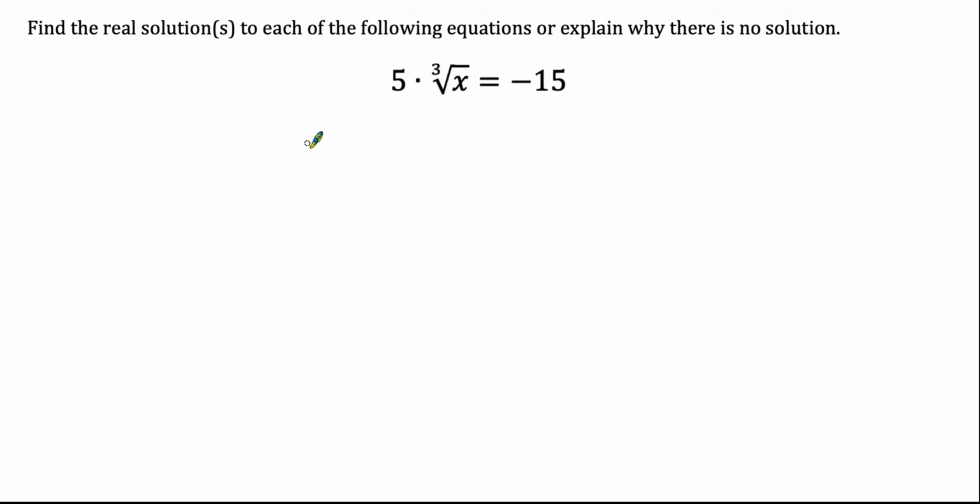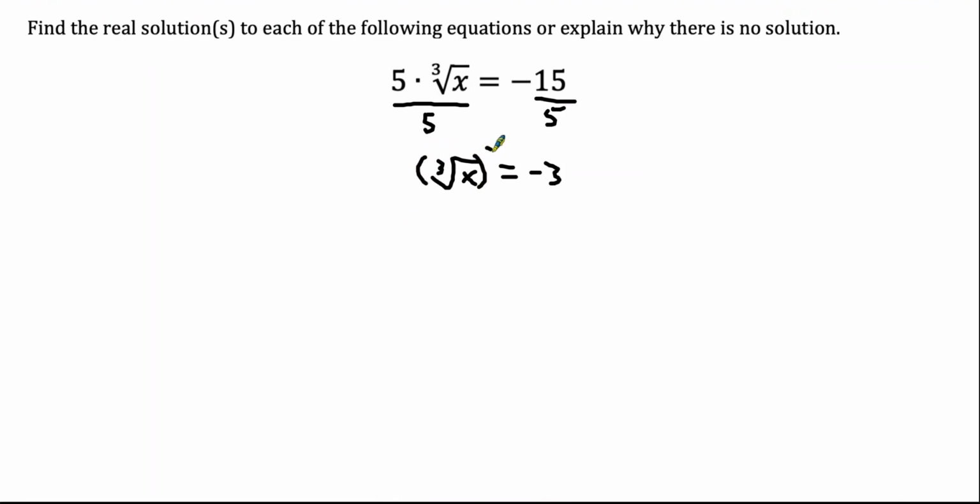On the next one, my first goal is to get the cube root by itself. It's currently being multiplied by 5, so the first thing I will do is divide both sides by 5. And I'll get the cube root of x equals negative 3. Now, on the last one, we just said we cannot have a square root equal to a negative, but we can have a cube root equal to a negative. So I can continue here.